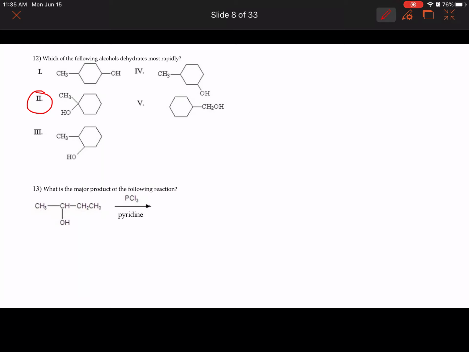What is the major product of the following reaction? Now you have PCl3, phosphorus trichloride, and pyridine. What is happening over here? We are starting with a secondary alcohol, PCl3 and pyridine. And there is no chance that we can have a better carbocation. So the product would be CH3, CHCl, CH2, CH3. Okay.